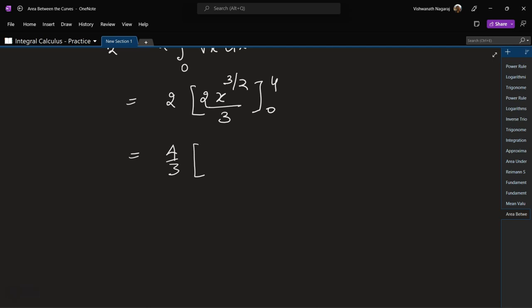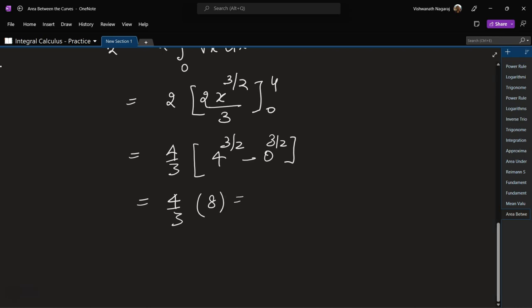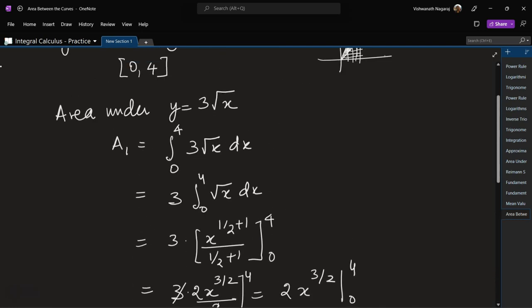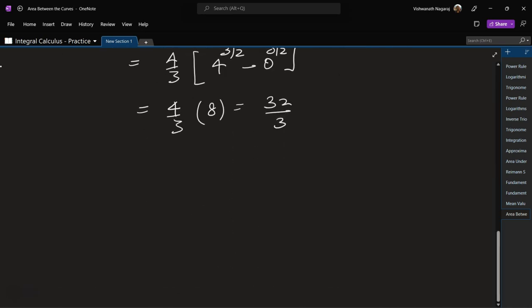And now we do the substitutions. 4 to the power of 3 by 2 minus 0 to the power of 3 by 2. This gives us 4 by 3 times square root of 4 is 2, 2 cube is 8, which gives us 32 by 3. Remember, we have to subtract these two areas.